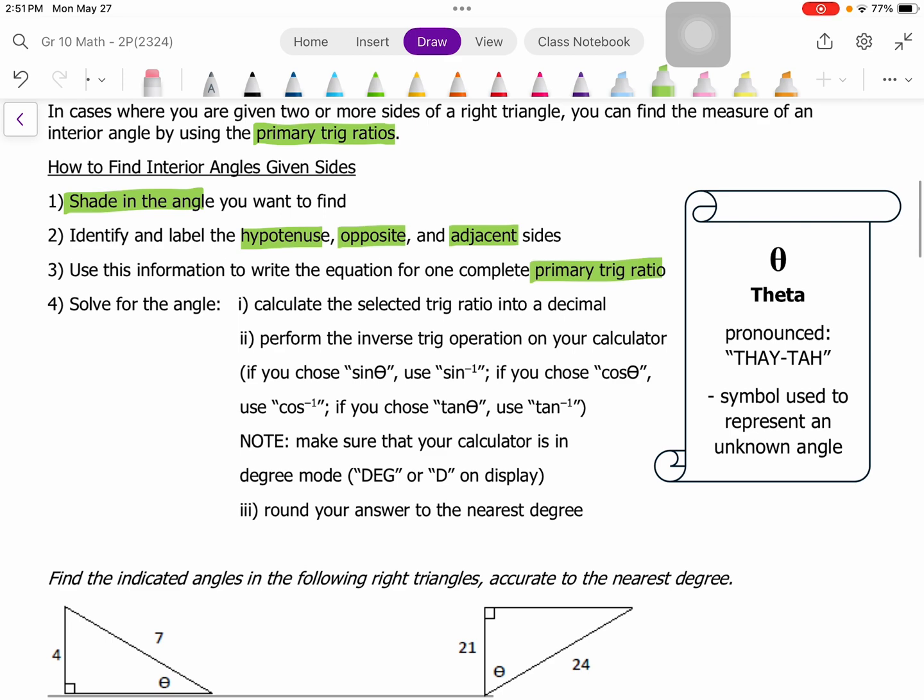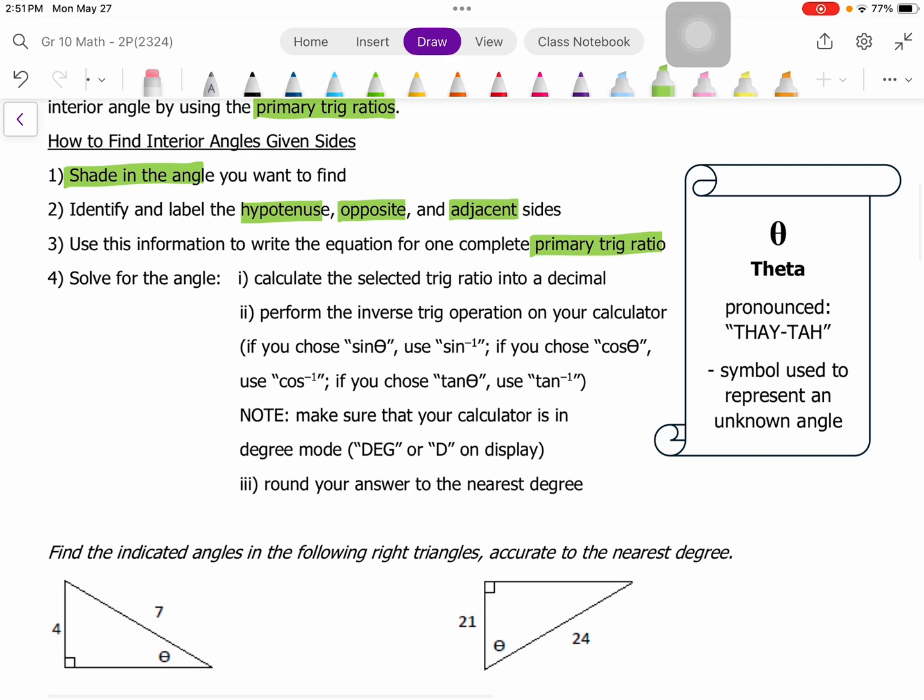Then we're going to calculate the primary trig ratio into a decimal, and then we're going to do what is called the inverse trig operation. So if we have sine of theta that we're looking for, theta, recall, is what we use for the unknown angle, kind of like we use x to represent an unknown side. It's pronounced theta, and it's just the symbol that we use to represent that unknown angle. Then we're going to round our answer to the nearest degree.